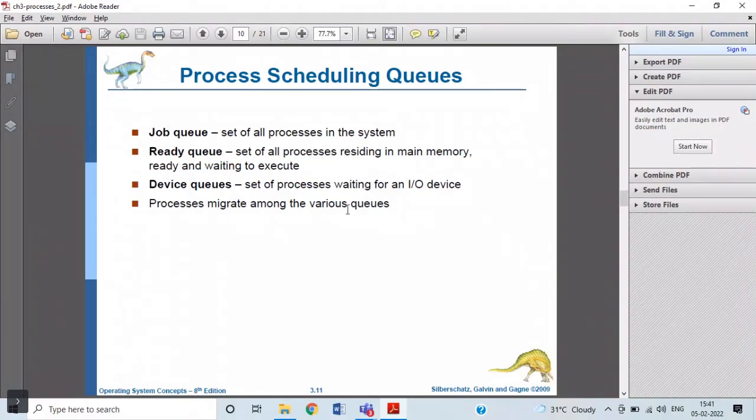So processes migrate among the various queues. A process in the job queue may come to the ready queue, and a process in the ready queue may come to the device queue. Like that they migrate among the various queues. So we have three types of queues: job queues, ready queues and device queues.